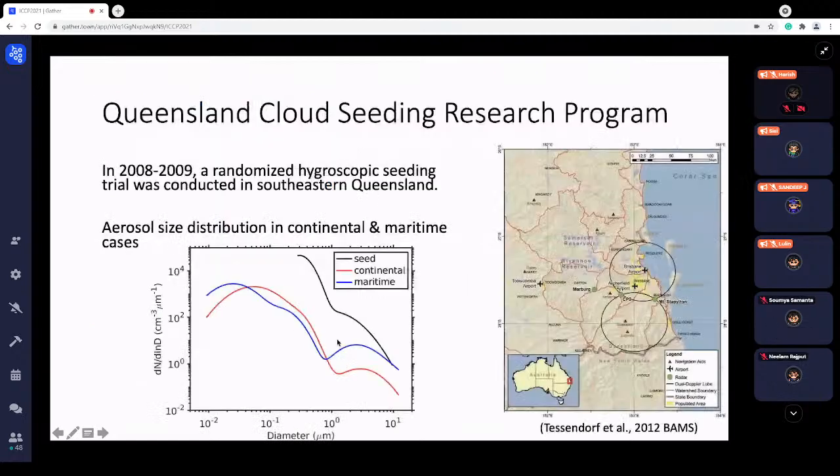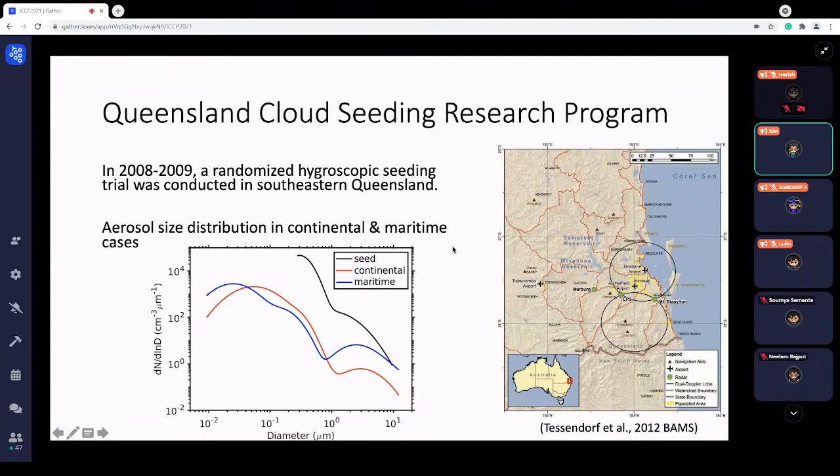So one interesting study we conducted was to use a puzzle model to represent and analyze the hygroscopic seeding impact and compare it to the measurements during the Queensland Cloud Seeding Research Program. The main goal is to verify whether such a simplified 0D model can capture the main trend observed by the flight measurement.